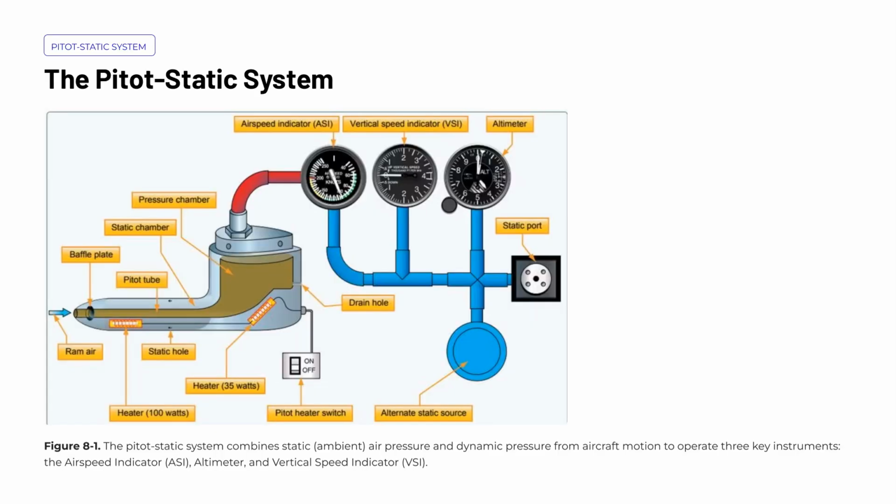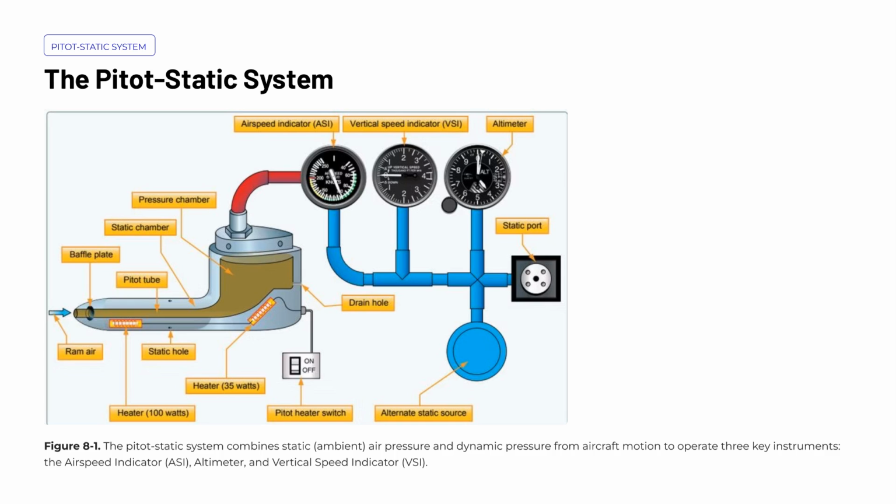The pitot-static system is one of the most fundamental systems on any aircraft, providing the pressure data needed to operate three critical flight instruments. The system works by measuring two types of air pressure. Static pressure is the ambient atmospheric pressure surrounding the aircraft, while dynamic pressure, also called ram air pressure, is generated by the aircraft's forward motion through the air. The pitot tube captures both of these pressures together, while dedicated static ports measure static pressure alone. These inputs are then fed to three instruments.